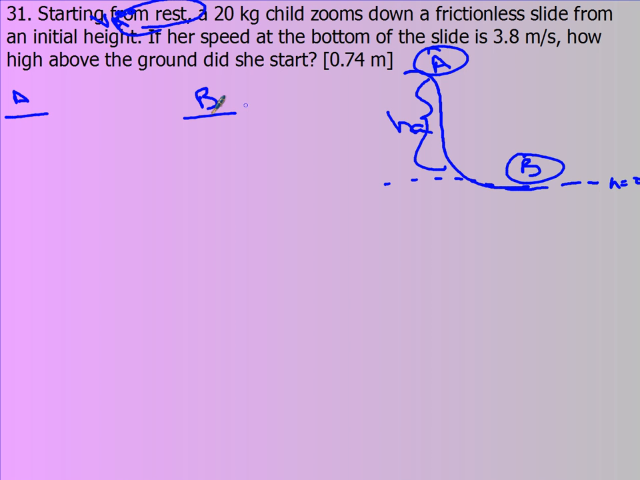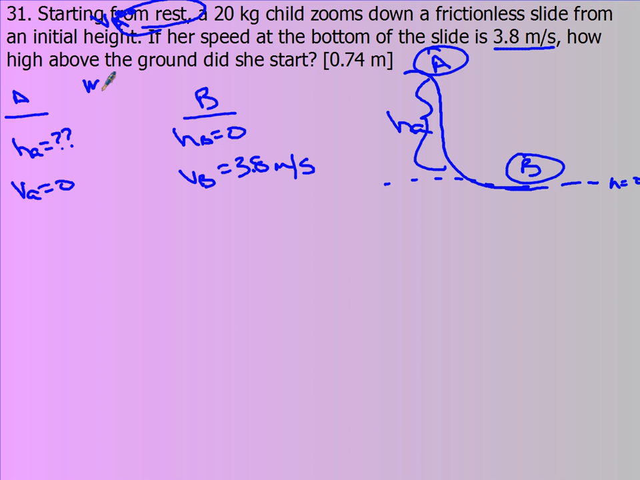Now, I know the mass of the child is 20 kilograms. I'll write that in a second. Let's see, h of A is, I don't know, that's what I'm looking for. h at B is 0 because you were smart and you chose it to be the equilibrium point. Now, it starts from rest. This tells me the velocity at A is 0. And at the bottom, she's going 3.8 meters per second. So the velocity at B is 3.8 meters per second. How high above the ground does she start? So we're looking for this. I told you the mass is 20 kilograms, but hint, you're never going to need it on these problems.